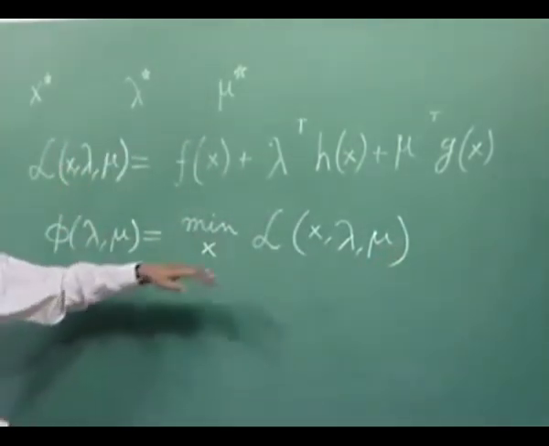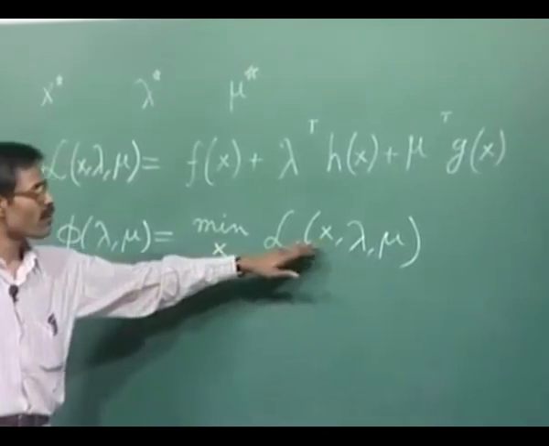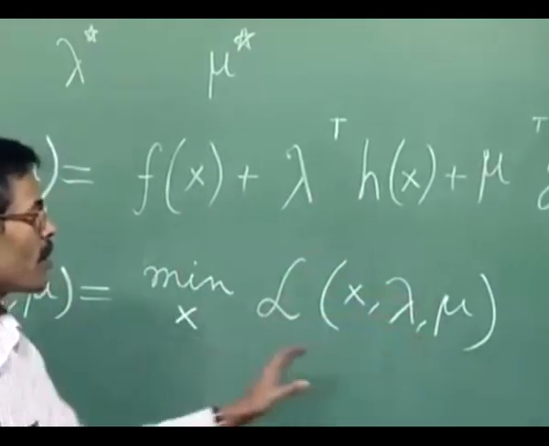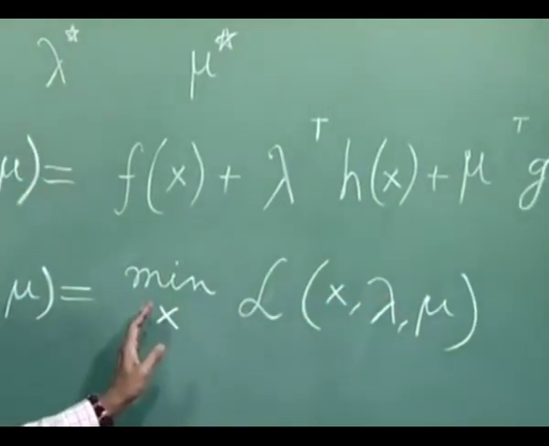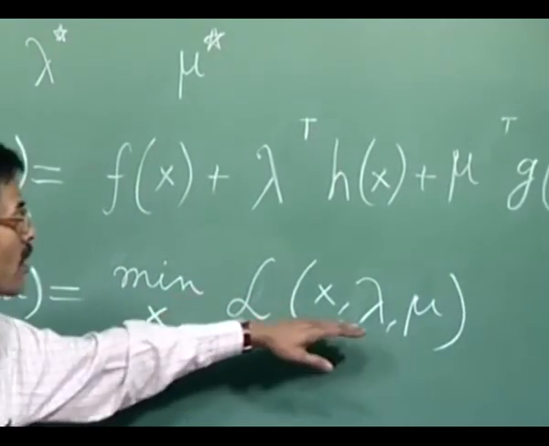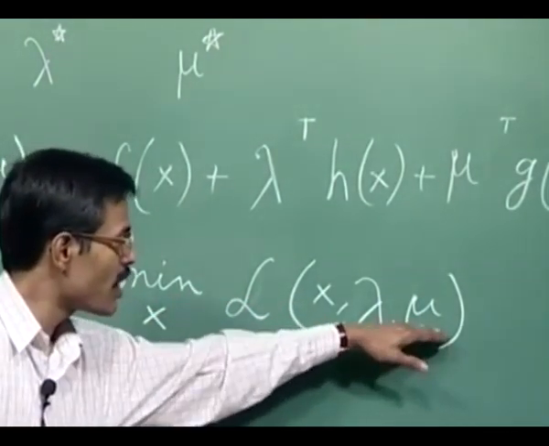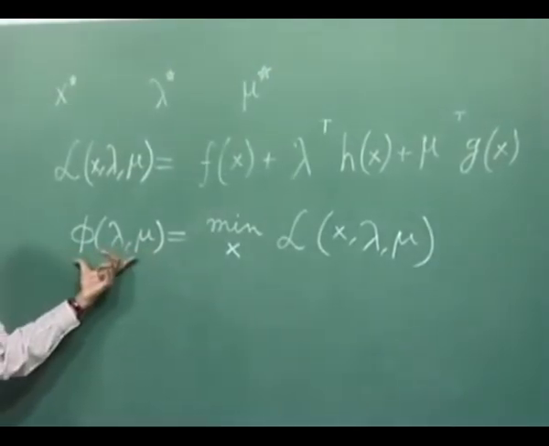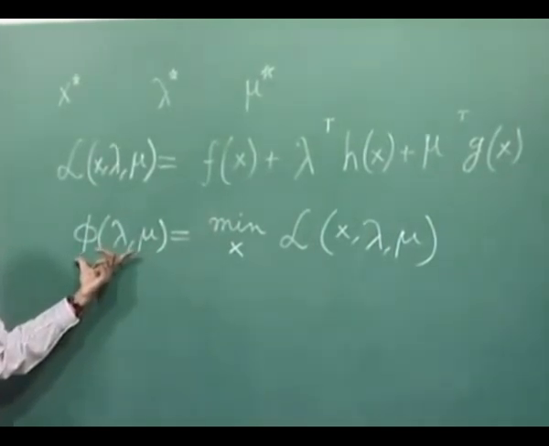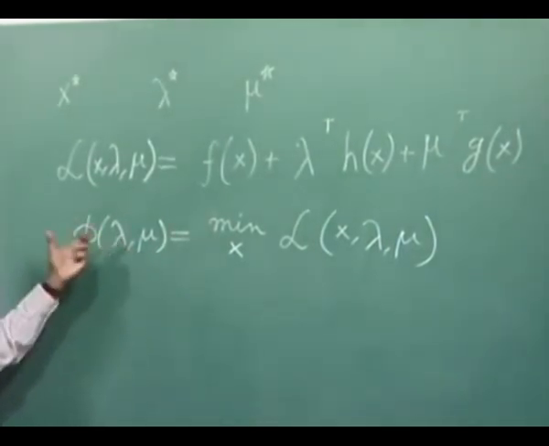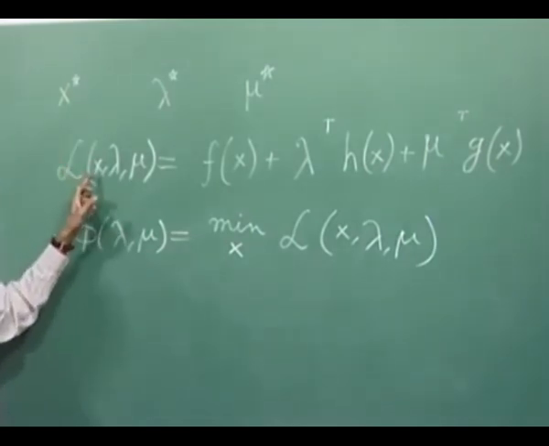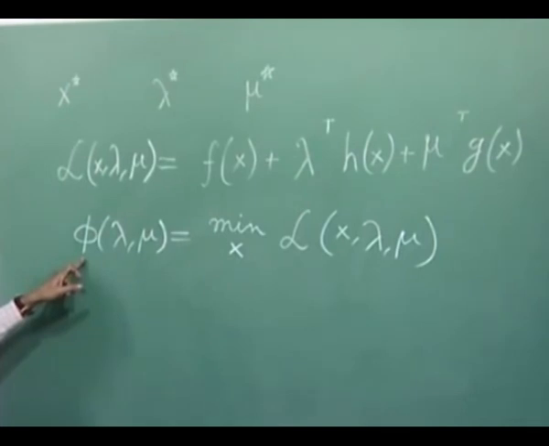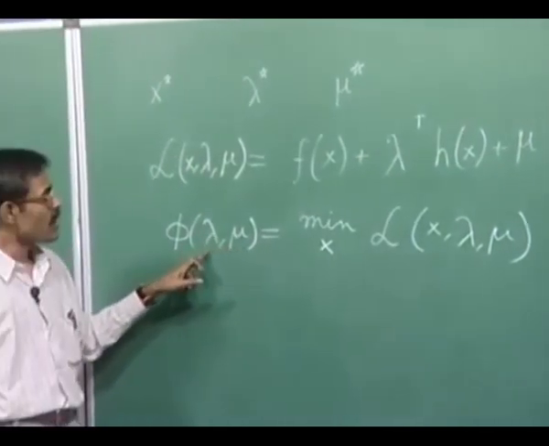Note that since the minimization is carried out with respect to x, the resulting minimum value is no more a function of x, but it is a function of lambda and mu. So, these variables lambdas and mu's turn out to be the variables of this particular function, and this function is called the dual function. Now, the original function was a function of x, and this new function that we have now defined is a function of the Lagrange multipliers, right.